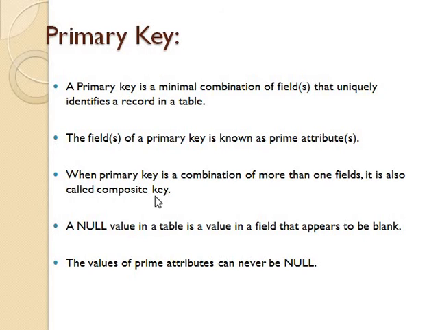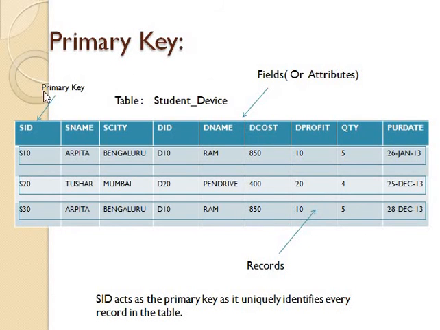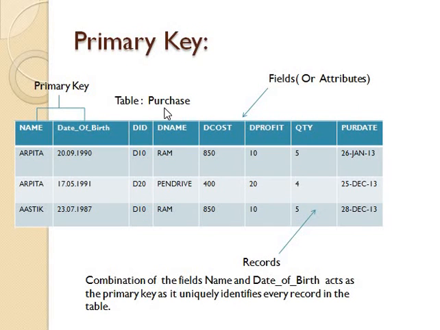Now since a composite key should be a combination of more than one field, this particular primary key having only one field is not a composite key. But for this table purchase, since this primary key consists of more than one field, that is the first field is name and the second field is date of birth, that is why this primary key is said to be a composite key.